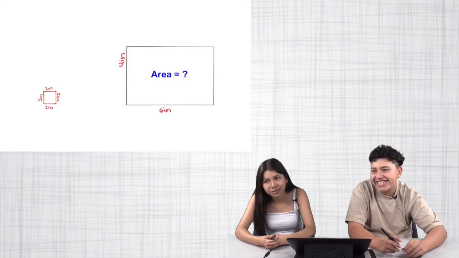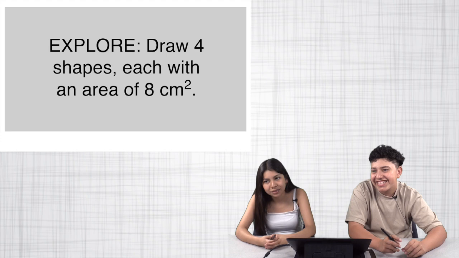In the previous episodes, Emily and Mauricio were given a shape and asked to find the area. In this episode, they will start with the area and find shapes with that area. Specifically, they are asked to draw 4 shapes, each with an area of 8 centimeters squared.